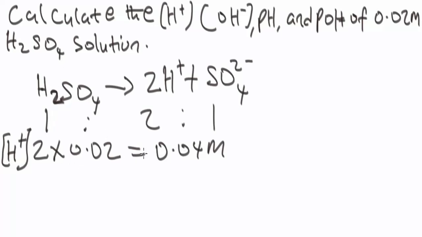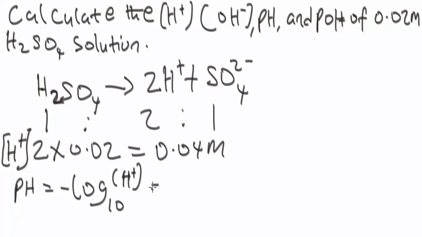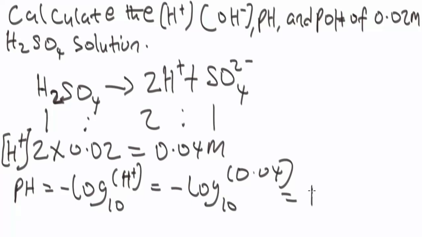Now that we have gotten it, let's find the pH. pH equals negative log to the base 10 of this hydrogen ion concentration. So it's going to be negative log to the base 10 of 0.04, the hydrogen ion concentration. Let me punch it into my calculator. So it's going to give 1.39.